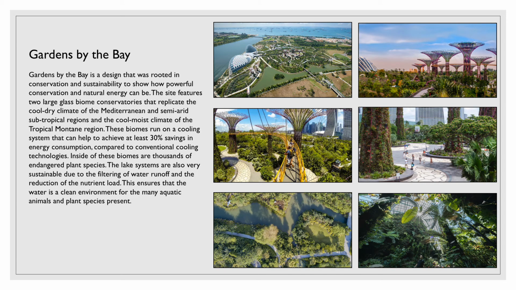Gardens by the Bay is a design that was rooted in conservation and sustainability to show how powerful conservation and natural energy can be. The site features two large glass biome conservatories that replicate the cool, dry climate of the Mediterranean and semi-arid subtropical regions and the cool, moist climate of the tropical montane region. These biomes run on a cooling system that can help to achieve at least 30% savings in energy consumption compared to the conventional cooling technologies. Inside of these biomes are thousands of endangered plant species.